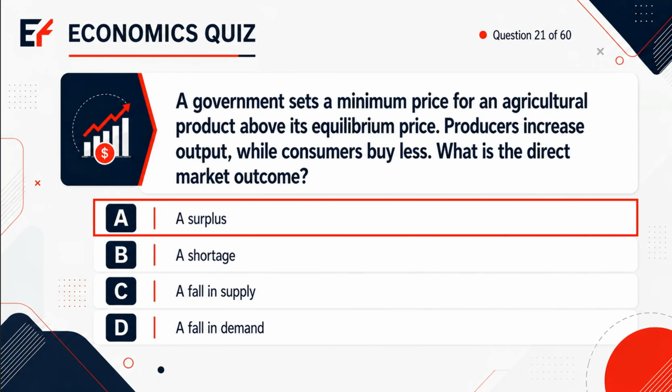Option A is correct because quantity supplied becomes greater than quantity demanded, creating a surplus. Option B is wrong because a shortage happens when quantity demanded is greater than quantity supplied. Option C is not correct because producers are increasing output, not reducing supply. Option D is also wrong because consumers are buying less due to the higher price, which is movement along demand, not a fall in demand itself. Remember, a binding price floor creates excess supply, and excess supply means surplus.